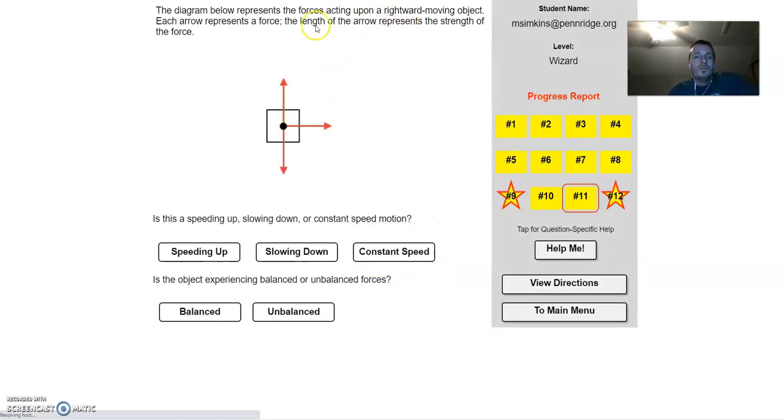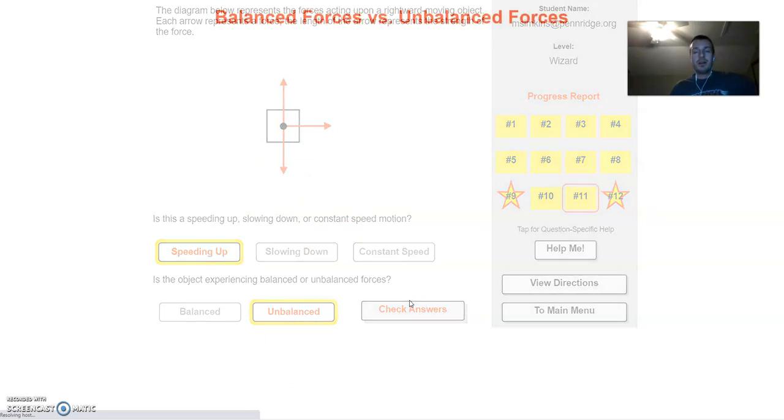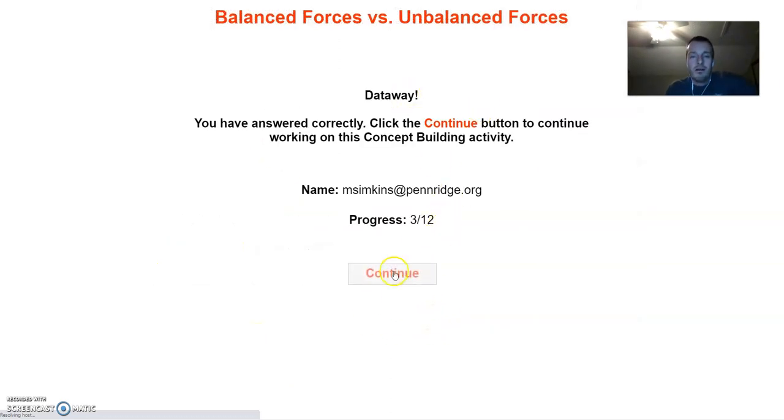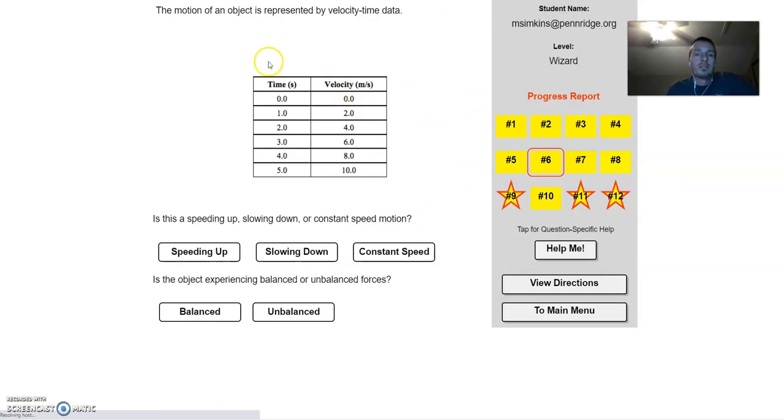Here we got one that's moving to the right, and you notice that the net force is to the right. So if I'm moving to the right and something is pushing on me to the right, then I'm going to speed up. And these are obviously unbalanced forces because there's nothing to counter that rightward force. And so we're just on fire right now. I'll do one more for you guys.